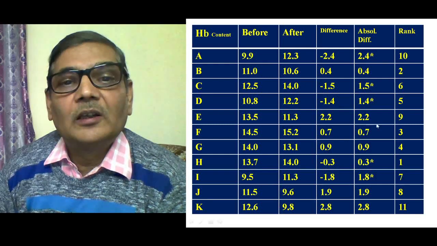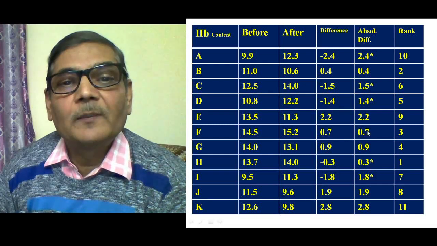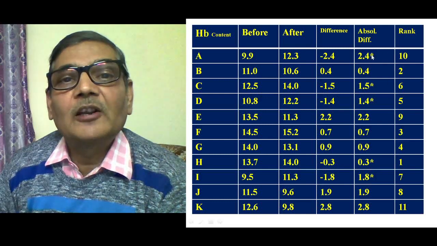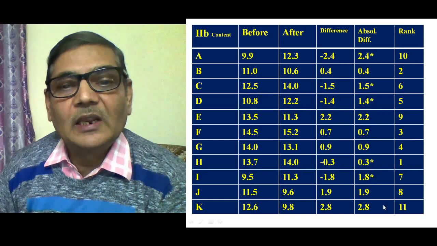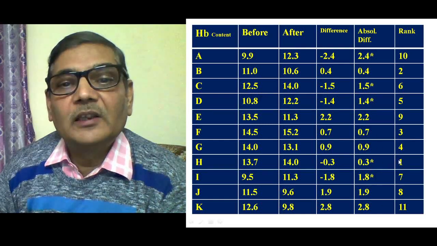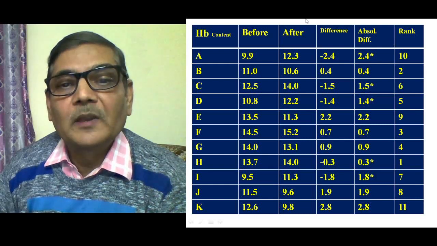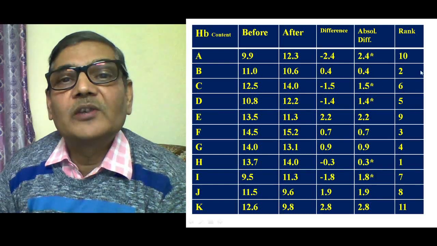The next value is 0.7, and this is being given rank 3. Then 0.9 is ranked as 4. This way, we have ranked all these 11 cases, and the ranks range from 1 to 11. Luckily, none of the values are similar.